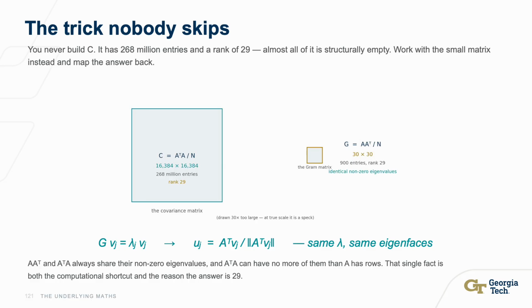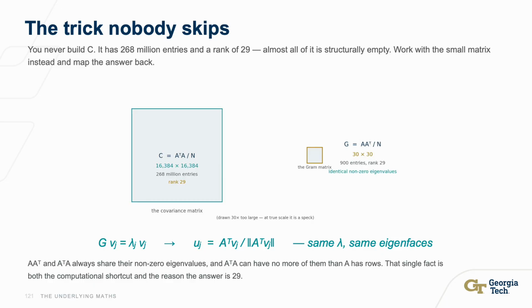And the trick nobody skips in practice. You never actually build C. It is 16,000 by 16,000, so 286 million entries with a rank of 29. Almost all of it is structurally empty, and forming it would be slow and pointless. Instead, you build the small matrix G equals A transpose A, which is 30 by 30. Solve that eigenvalue problem, then map each answer back with the formula on the slide. U equals A transpose V, normalized. You get the same lambdas, same eigenfaces.